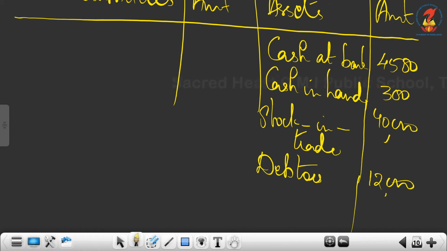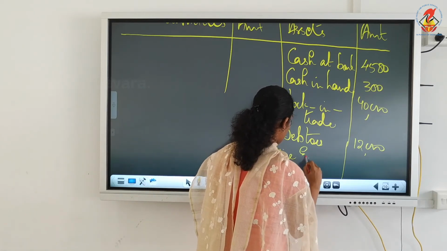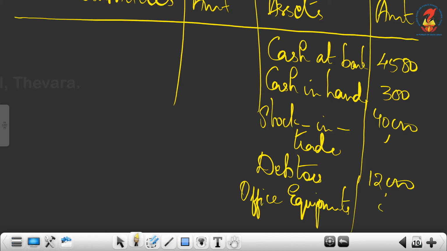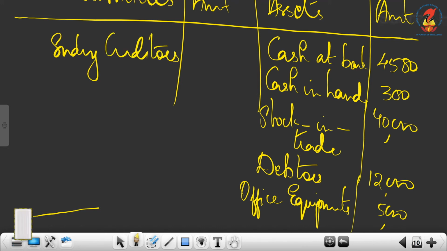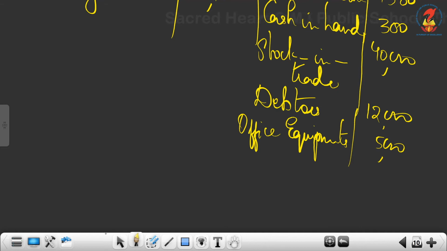Then office equipments, but don't deduct depreciation here. That will take only in closing statement of affairs. Office equipments, it is 5,000. Then creditors, that should come on the liability side. Don't make mistake, don't write creditors on the asset side. Creditors you take on the liability side 30,000. Then the final item furniture again will appear here. Furniture is 4,000.